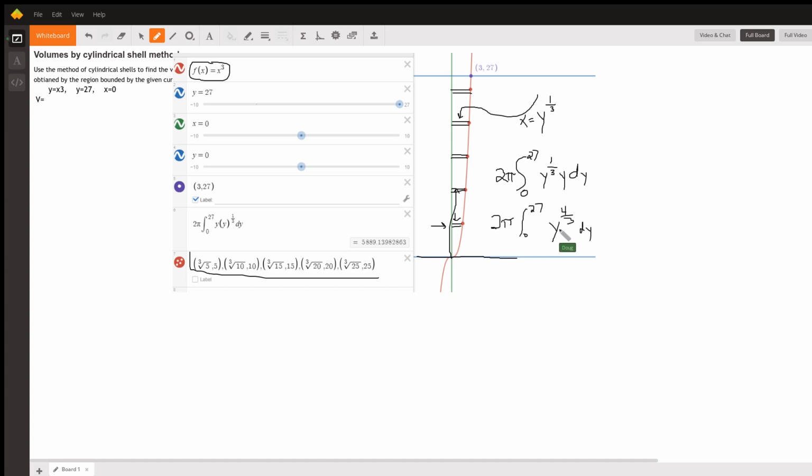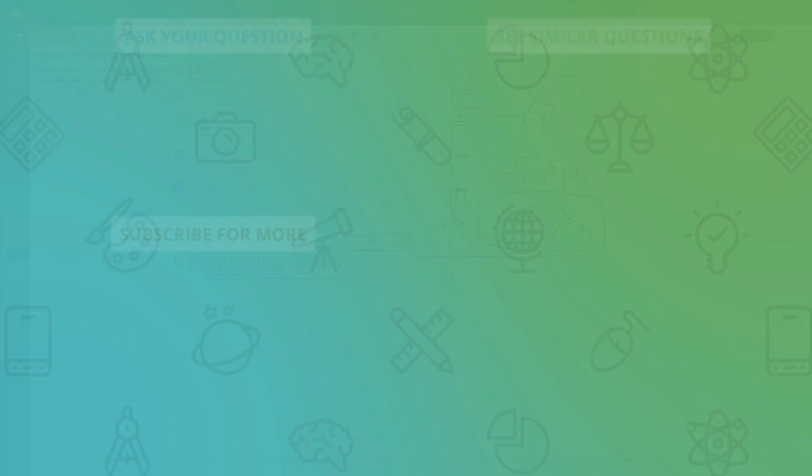And of course, you get an antiderivative for y to the 4/3: raise the exponent by 1, multiply by the reciprocal of the new exponent. You'll probably get an answer in terms of pi instead of this approximation here. So don't use an approximation for pi, but rather leave pi in your answer. Okay, there you go. Hopefully that clears up how to set up the definite integral that will give you the value for the volume of revolution in this problem. There you go.